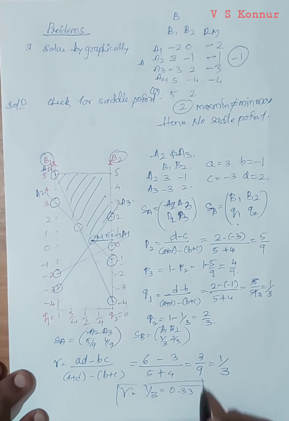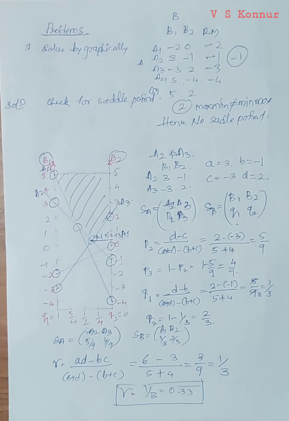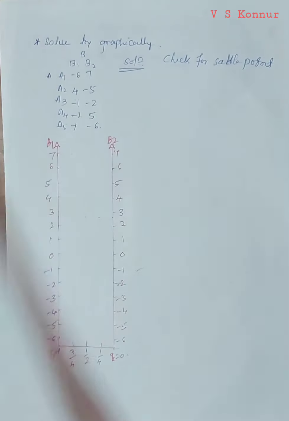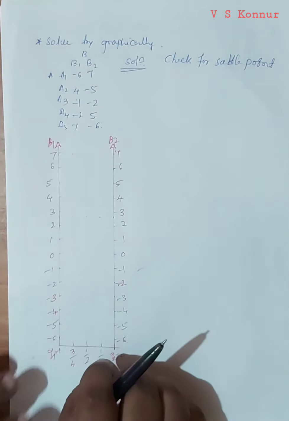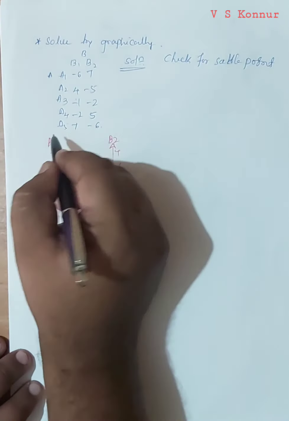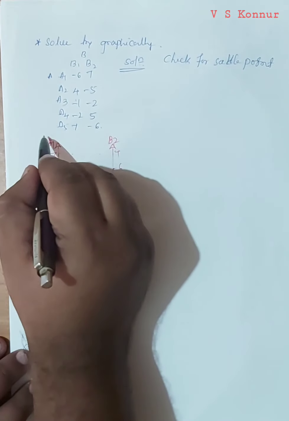So value of the game is 1 by 3, or you can write it as 0.33. You can get the same value in the graph. So this is how to solve M into 2 problem. Next, one more problem. Find the saddle point first. We'll do it here only.